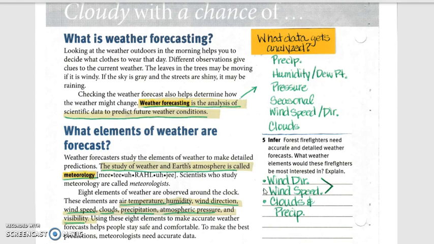All right, you can write down the answer to number 5 if you wish. Forest fighters need accurate and detailed weather forecasts. What weather elements would these firefighters be most interested in? They probably really need to pay attention to wind speed and wind direction. Clouds and precipitation is nice, but unless you have some sort of torrential downpour, you're not probably going to have enough water falling to control the fire. So they really need to know wind speed and direction to see where the fire is likely to go.